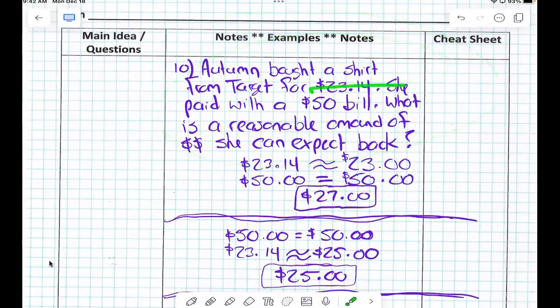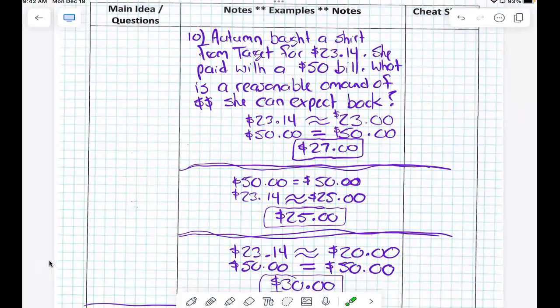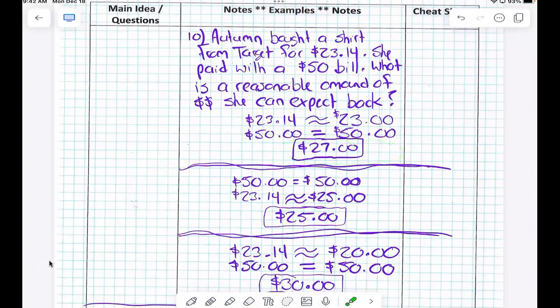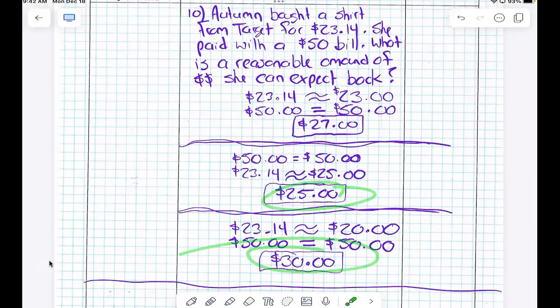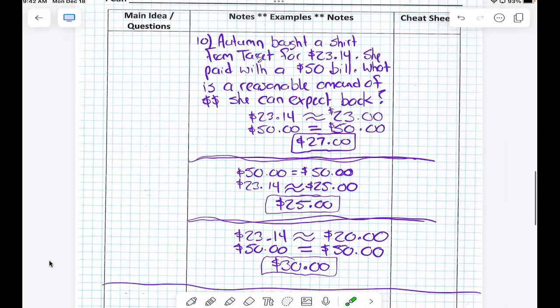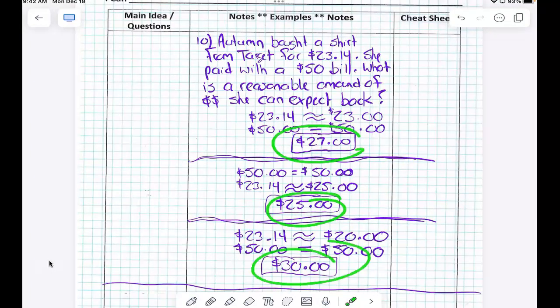Okay, Autumn bought a shirt. She paid $23.14, yeah? She had $50 in her pocket, so she paid the $50 bill. So Autumn's standing behind the counter. How much money should she expect back? One group said, well, about $27. Another group said, well, about $25. Another group said about $30. Are all of those reasonable estimates? Yes. So in the end, she should expect right around this amount of money, and she would do that so she knows about how much money she should be getting back, yes? We cool?